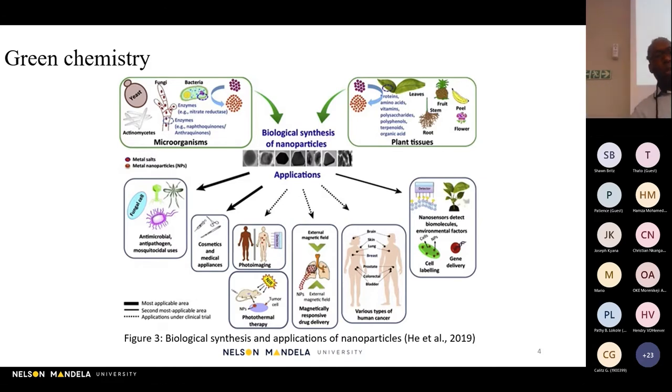So we can use those particles as antimicrobials. You can use them in cosmetics. I'll give you a lot of examples during this presentation. You can also use them for imaging for cancer. You can also use them for photodynamic therapy. And then you can also use them for cell imaging.